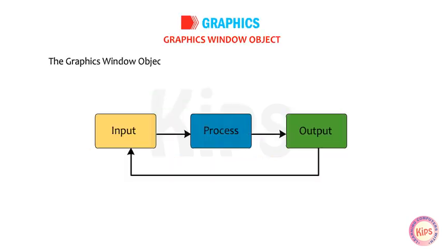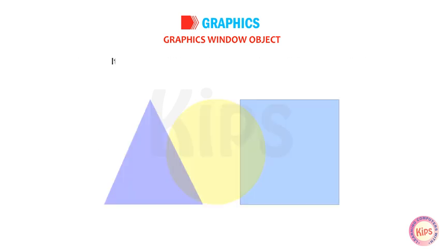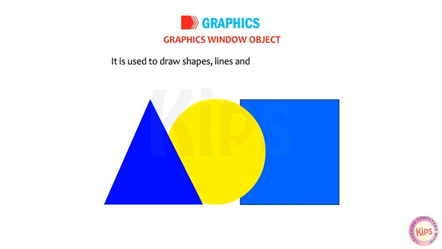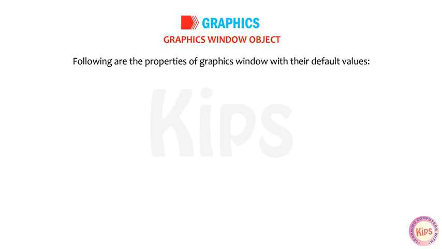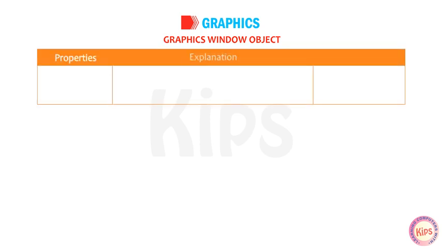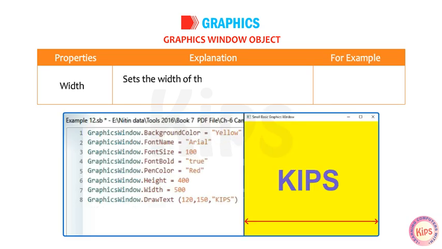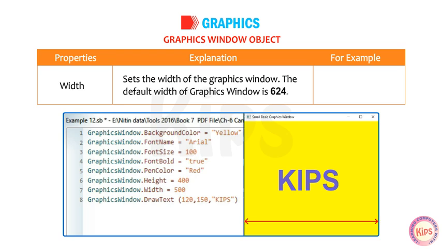Graphics window object. The graphics window object provides graphics-related input and output functionality. It is used to draw shapes, lines, and text in many colors. Following are the properties of the graphics window with their default values. Properties, explanation, for example: Width. Sets the width of the graphics window. The default width of the graphics window is 624. GraphicsWindow.Width = 500.